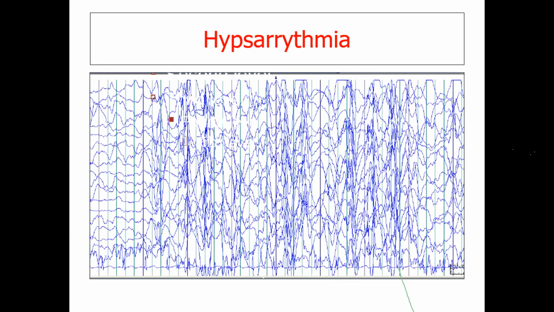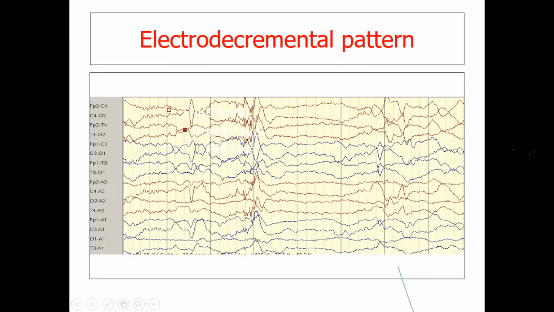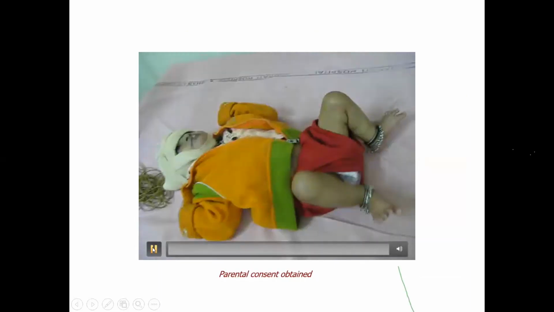I'll show you. This is taken from a textbook. These are the high amplitude waves which are getting cut off. As you can see with the cursor, there's a cutoff here because the amplitude is too big. If the sensitivity is decreased, then you see that there are high amplitude spikes, sharps, and somewhere you can see bispikes also, and it is a chaotic background. There are no sleep markers. And after a spasm, there is sudden attenuation, which is the electrodecremental pattern. So this is a baby.